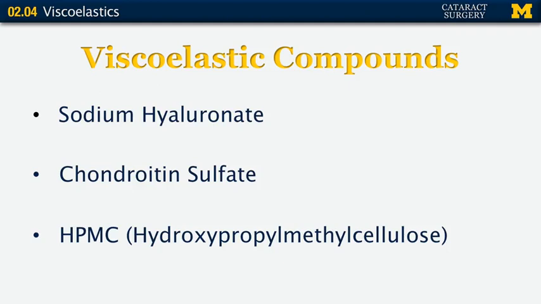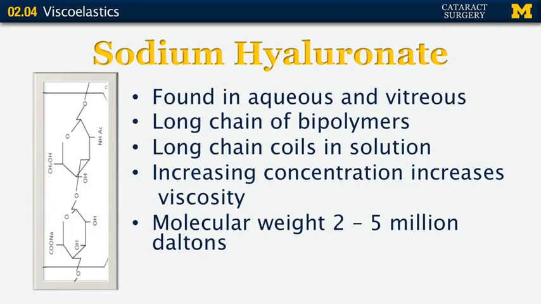Sodium hyaluronate is a biopolymer that's ubiquitous throughout the body. Chondroitin sulfate is found naturally in the cornea. HPMC is actually a plant material. It's cellulose in plant fibers, and it is not naturally found in human beings.